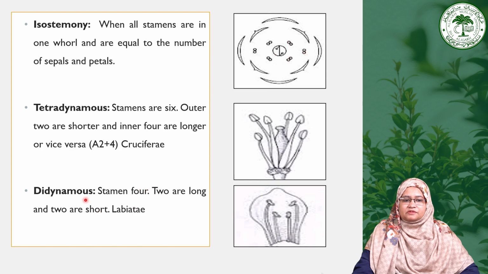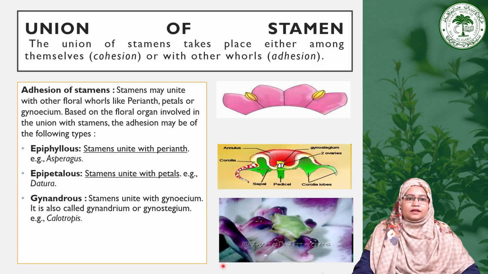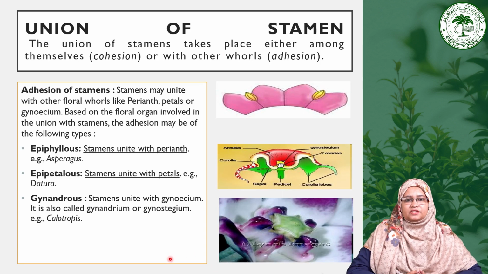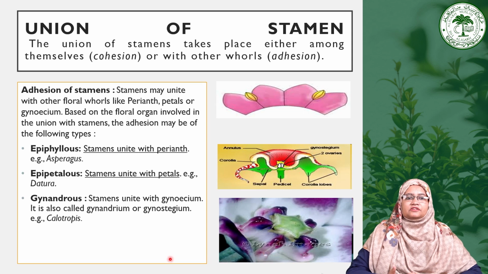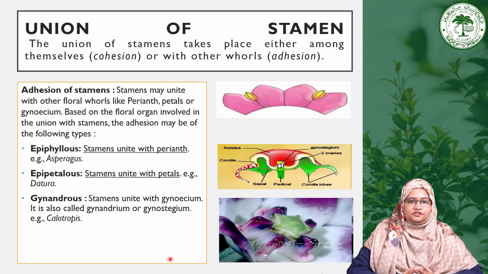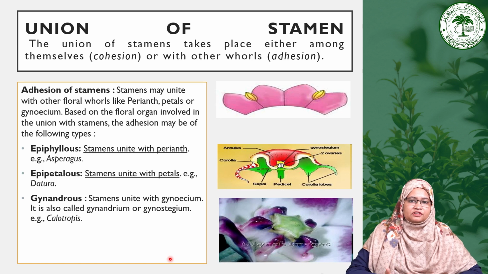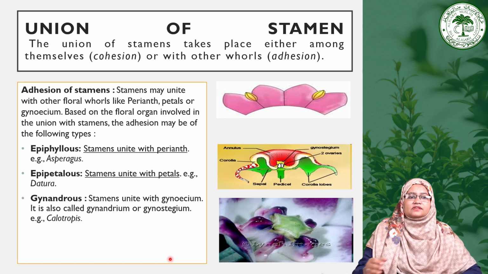Then in the didynamous condition, the stamen number is 4, in which 2 are long and 2 are short, as in case of the Labiatae or Lamiaceae family. Then if we see the union of stamens, stamens may unite with each other and with some other parts of the flower. When the stamens are united with themselves, it is called cohesion. When they are associated with other parts of the flower, it is called adhesion.